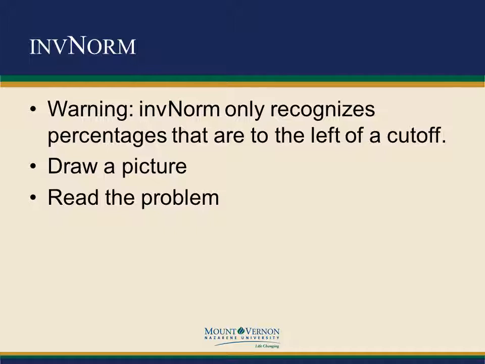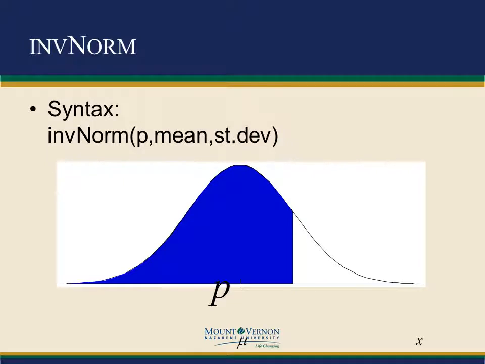So to make sure that you're entering the correct syntax into your calculator, you'll want to draw a picture and read the problem correctly. Make sure that the picture matches the problem that you're reading. The syntax for inv norm is inv norm, open parentheses, p, where p represents the percentage or the proportion that you're interested in, to the left of the score. As in this diagram, the score is the right-hand side of this blue region. And then comma, mean, comma, standard deviation, close parentheses.